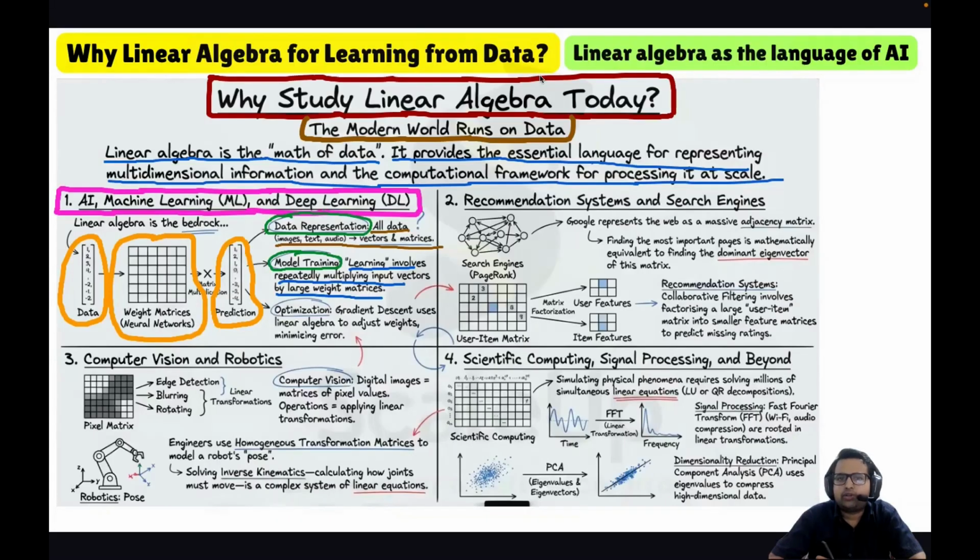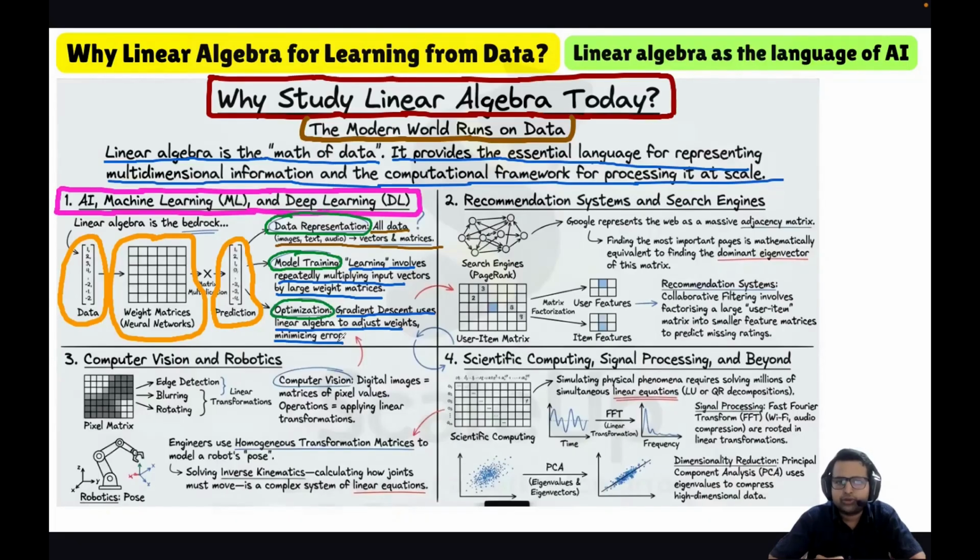Linear algebra is also used in AI, ML, and deep learning for optimization. Optimization is like minimizing the cost function, minimizing the error. Techniques like gradient descent use linear algebra to adjust weights, minimizing errors and improving model accuracy. So now it's very clear that in artificial intelligence, machine learning, and deep learning, linear algebra plays a very, very important role.